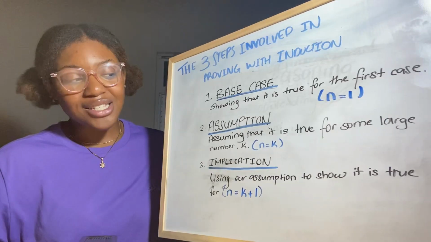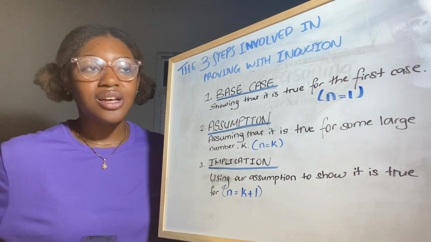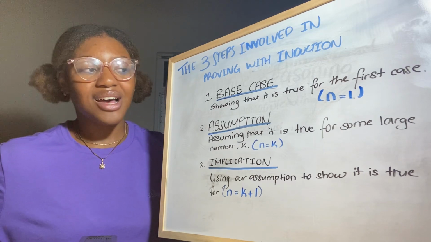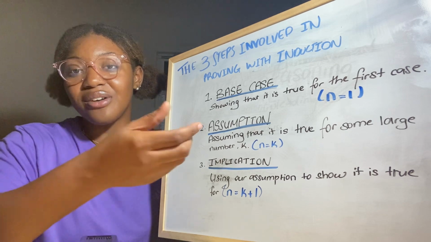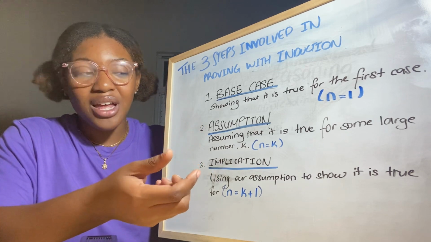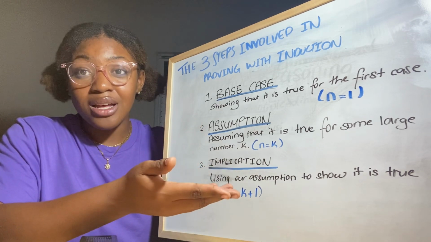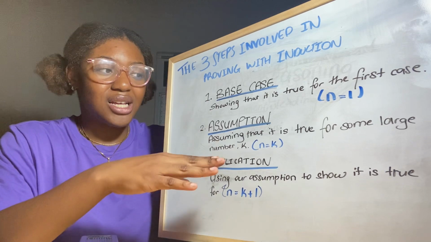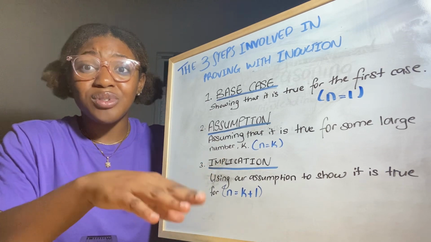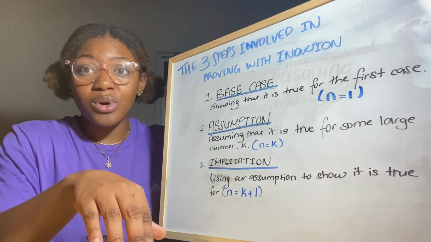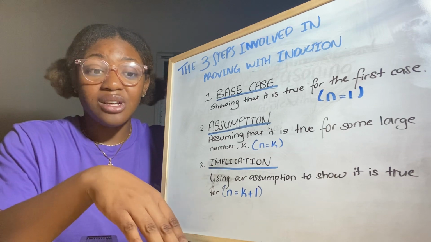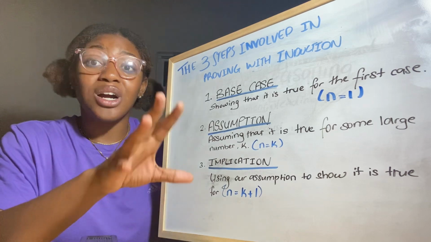Our next step is the assumption case. This is where we're assuming that it is true for some large number k. k is our variable, k is some large number, and we're saying that n is equal to k. All we're doing is substituting n for k. We're putting k in whatever expression or formula, and we're assuming that it is true.